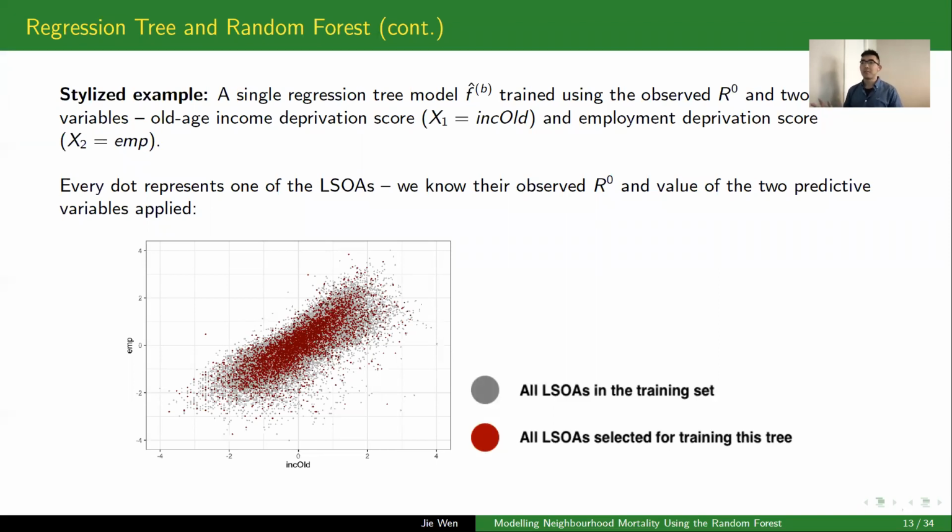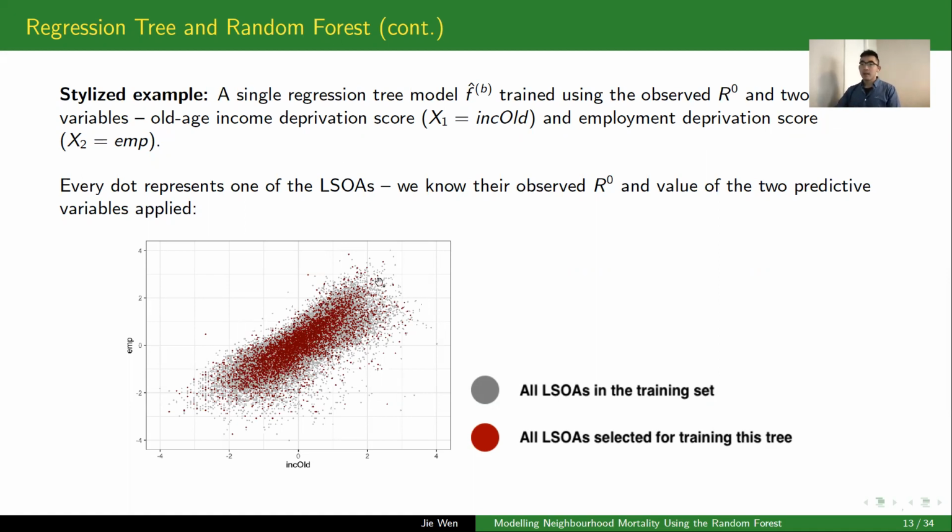The previous slide might be a bit too abstract to understand for many of the users of the model, so now I have introduced a stylized example to show how this regression tree works in a more visualized way. We pick a single regression tree model, which is trained using the observed R0 and only 2 predictive variables instead of 12. We picked x1 equal to inc old, which is the old age income deprivation score, and x2 as imp, which means the employment deprivation score. These are the only 2 variables we use here.